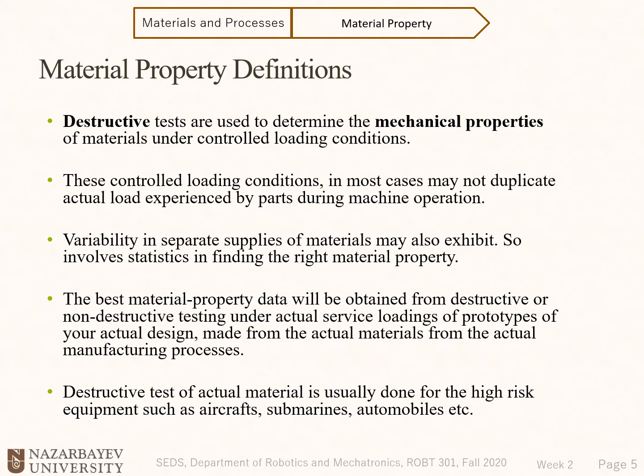Destructive testing of actual material is usually done for high-risk equipment such as aircraft, submarines, automobiles, etc. For example, for aircraft wings, because it's very high risk, we want to be sure exactly what the material property or mechanical property of that wing is. We need to put that under real or similar load conditions of the real operational environment and extract the mechanical property.